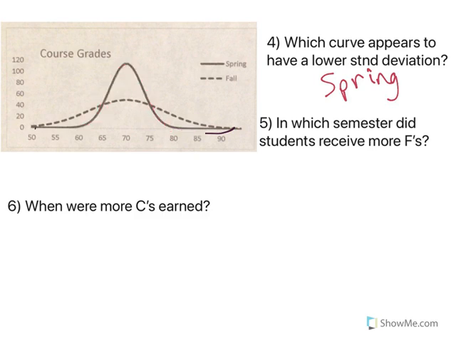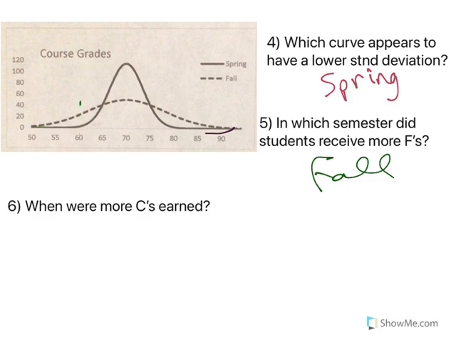Number 5, which semester did students have more Fs? Well, an F is less than 60. So if here's 60 and we go less than 60, you can see the dotted line is up here pretty high. So that means fall, because there are way more students above the solid line.